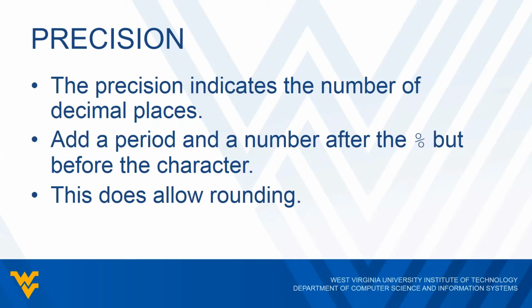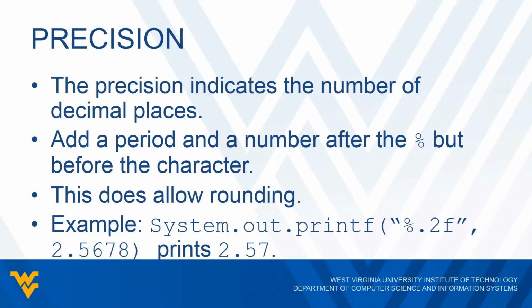So let's give an example here. So let's say I have a system.out.printf and then %.2f, and I want to print 2.5678. So we have this .2 right here between the percent sign and the f. And this means that I want to print my number rounded to 2 decimal places. So in this case, we're going to print 2.57. Since we have 2.5678, the 6th part would round up to a 7. So this will allow us to round to 2 decimal places.